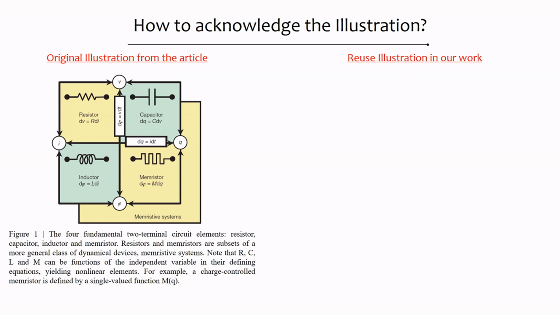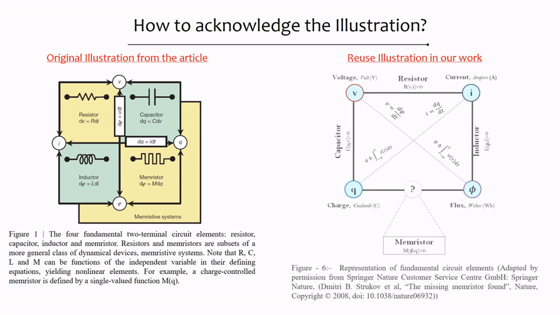Suppose I want to redraw the original illustration. For this, remember that while you are redrawing the original source, you have to preserve its original meaning. Basically, when you redraw, you are adapting the original source. In this case, the caption will be like this. You have to use the phrase, adapted by permission from. Thereafter, the name of the publisher along with the full citation. So, carefully provide the credit to the original source.